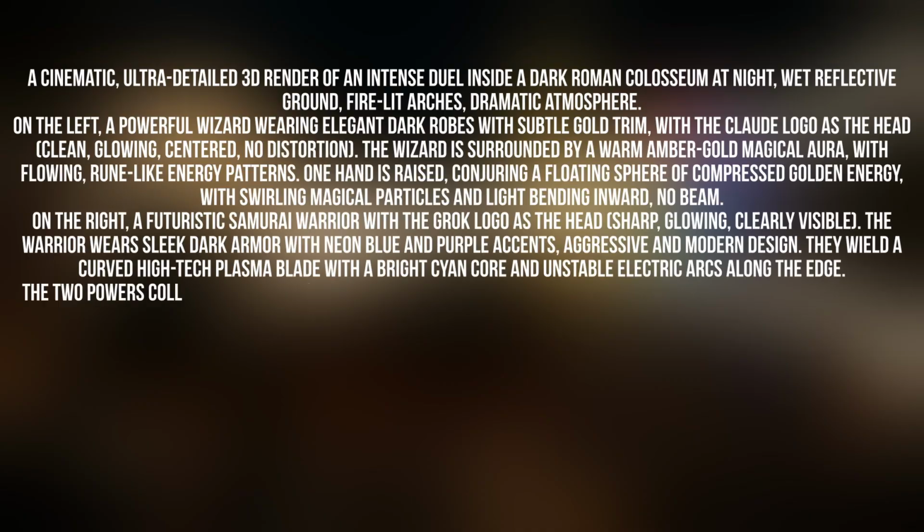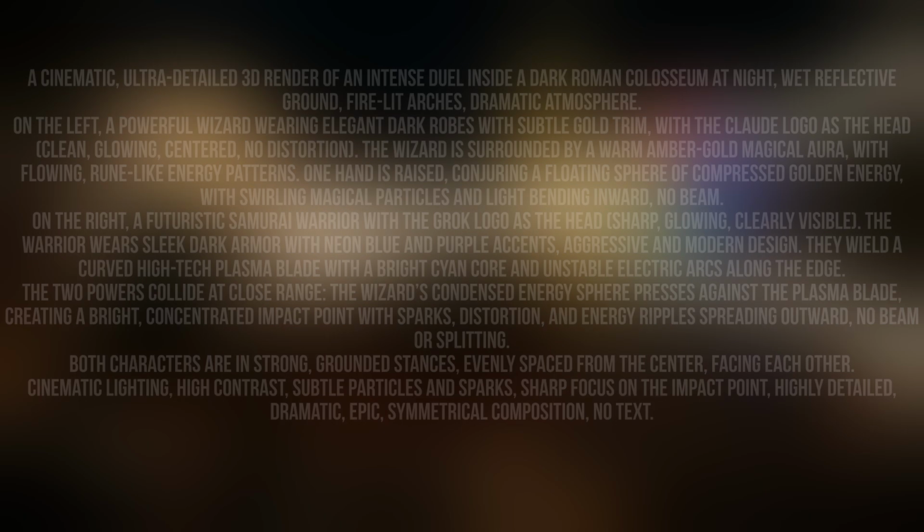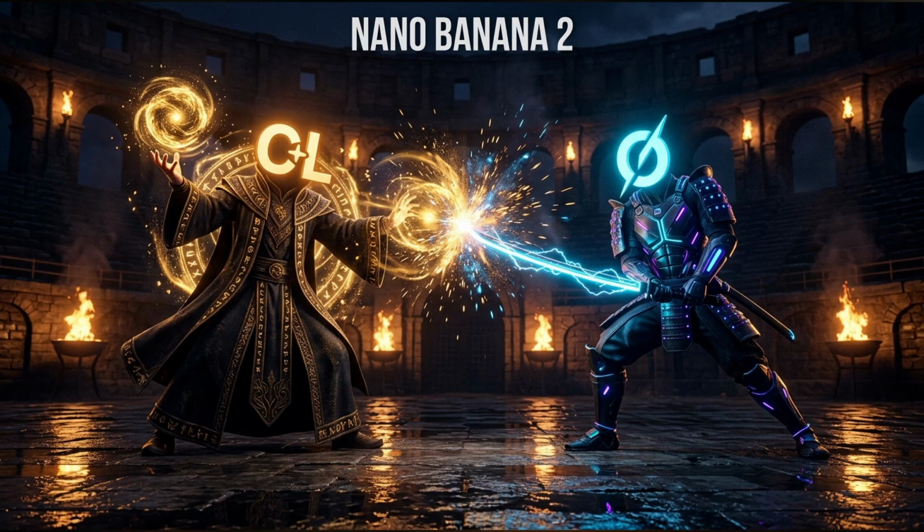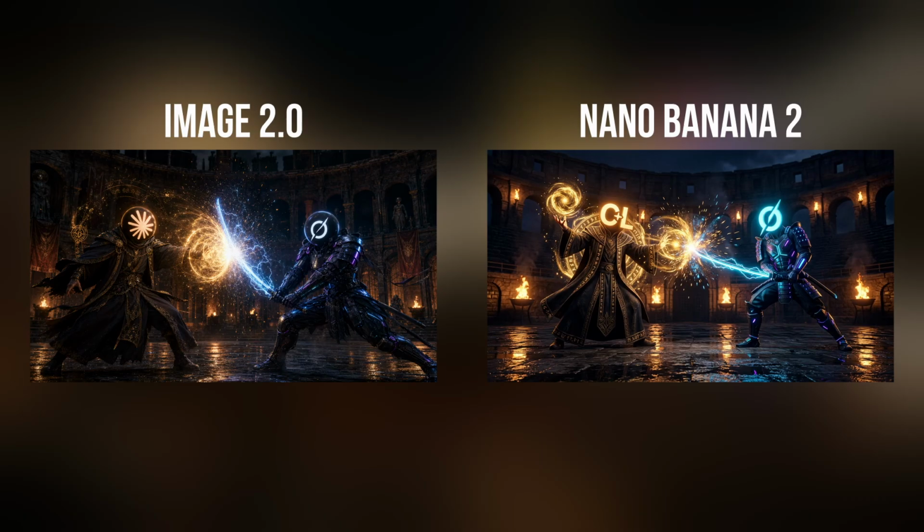Starting with cinematic, here's the prompt. Image 2 looks intense with high detail, strong lighting, and a very cinematic feel, but it can feel a bit overwhelming. Nano Banana 2 is cleaner and easier to read, but less cinematic overall, and the Claude logo is off. If you want raw cinematic power, Image 2 wins, but if you prefer clarity, Nano Banana 2 does better. Personally, I would use Image 2 for thumbnails.